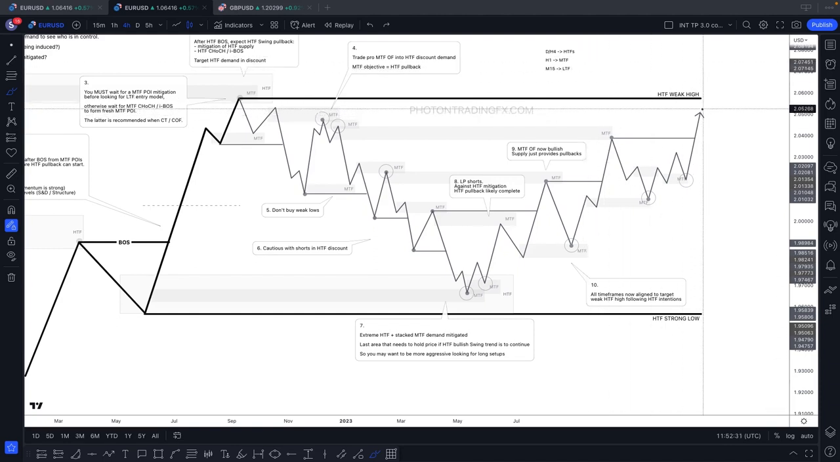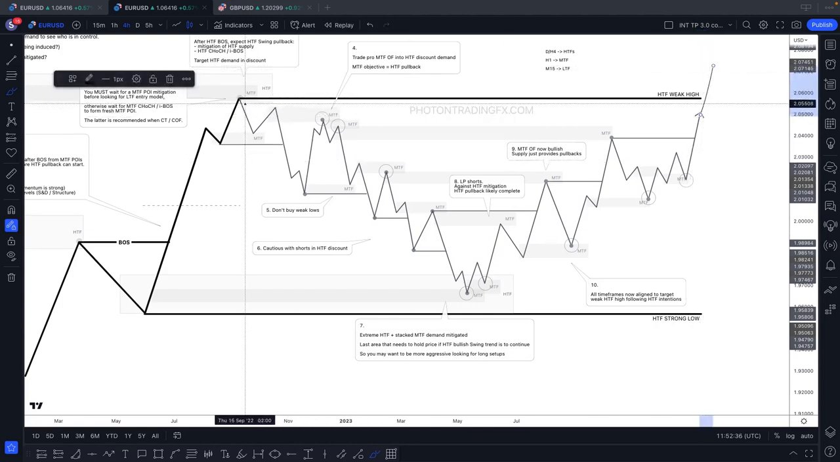So, like I said, price can just continue to go up, and this high is weak.